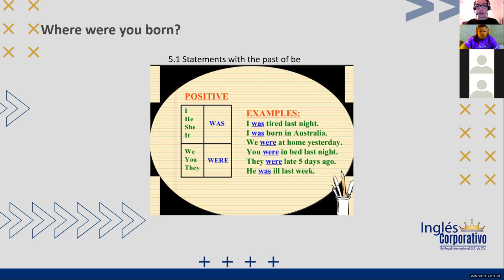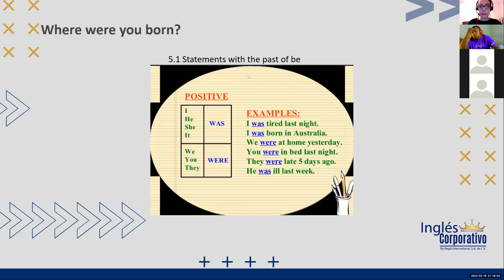So we have all those examples here about how to use the past of be, siendo siempre ser o estar. Por ejemplo, yo digo, I was tired last night. Estoy diciendo, yo estaba, estaba cansada anoche. Ok. Ahora si decimos, yo era un estudiante en el 2005. I was a student in 2005. Yo era, I was a student in 2005. Sí, siempre ser o estar, nada más que en pasado.